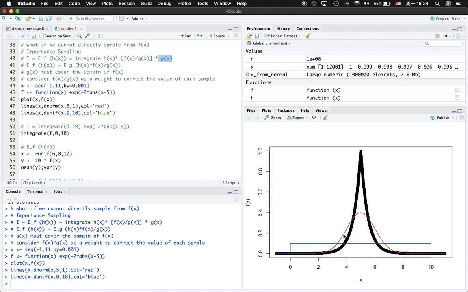And here, g of x is greater than our target distribution, so we use this fraction and assign a small weight to the samples that we draw from here. So basically, that's the idea.